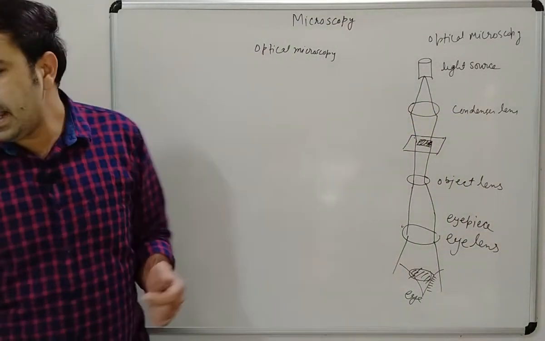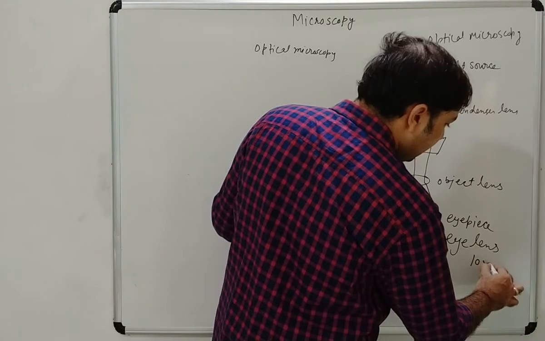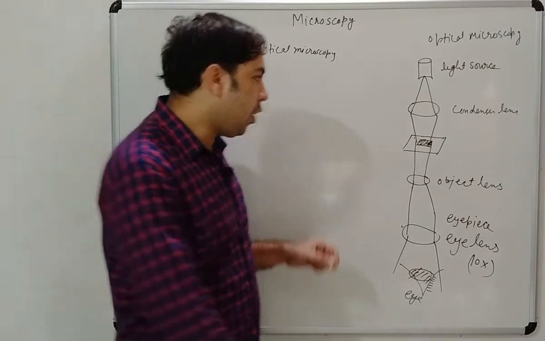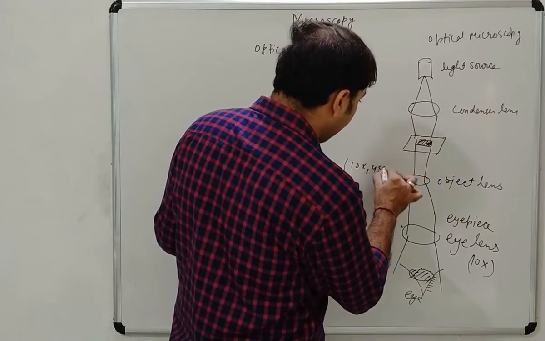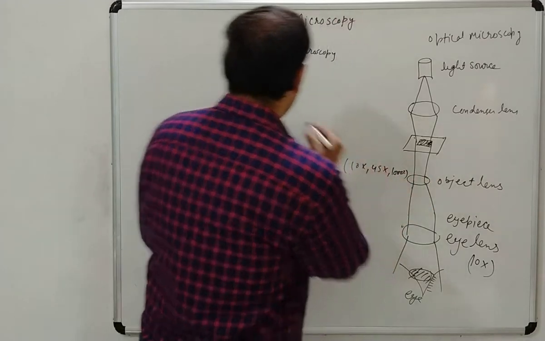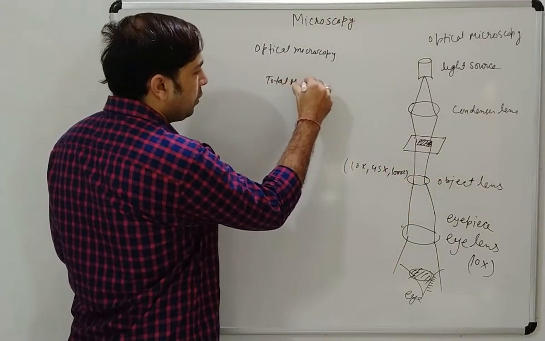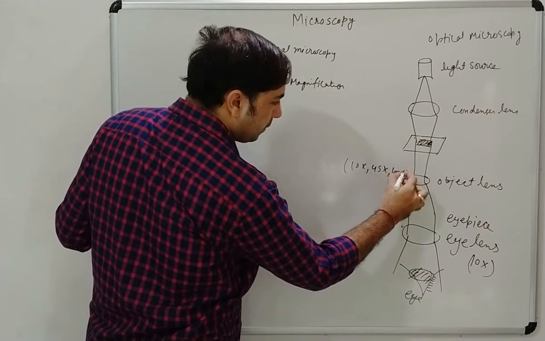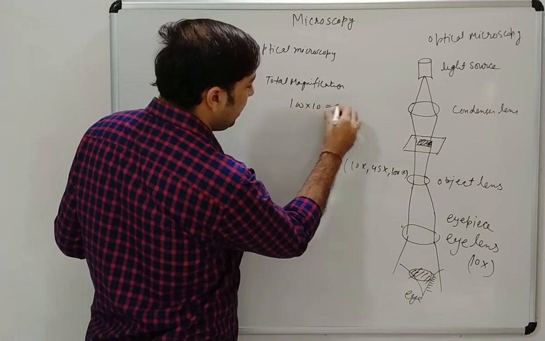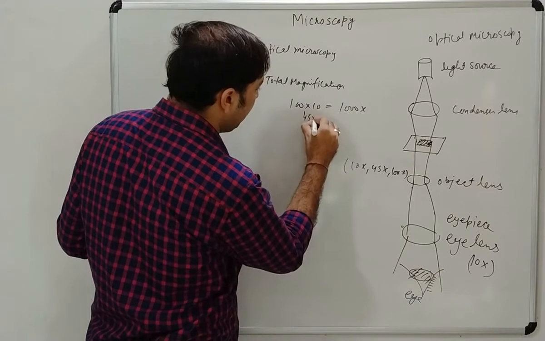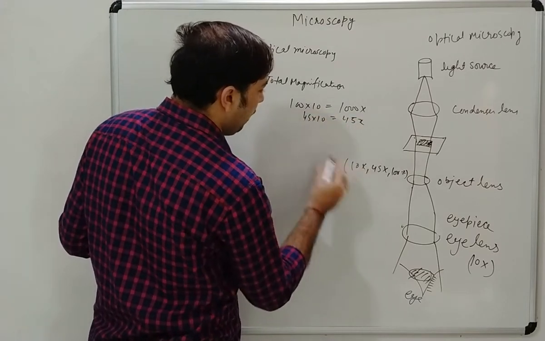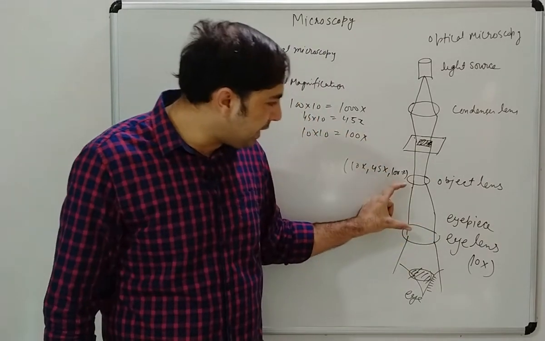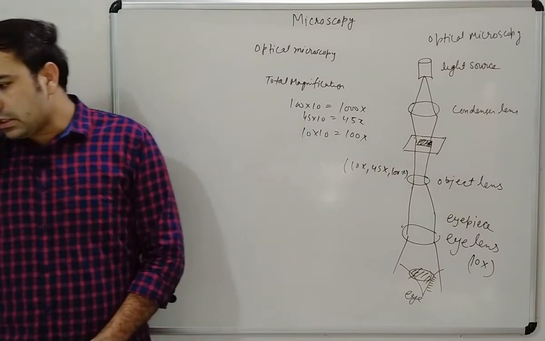Now the eye lens magnification is generally 10x, and the objective lens may be of 3 types: 10x, 45x and 100x. The total magnification of this system: if we take 100x, then 100 into 10 equal to 1000x. If we take 45 into 10, it is 450x, or 10 into 10 equal to 100x. Because magnification is the total multiplication of the objective lens and eye lens magnifications.